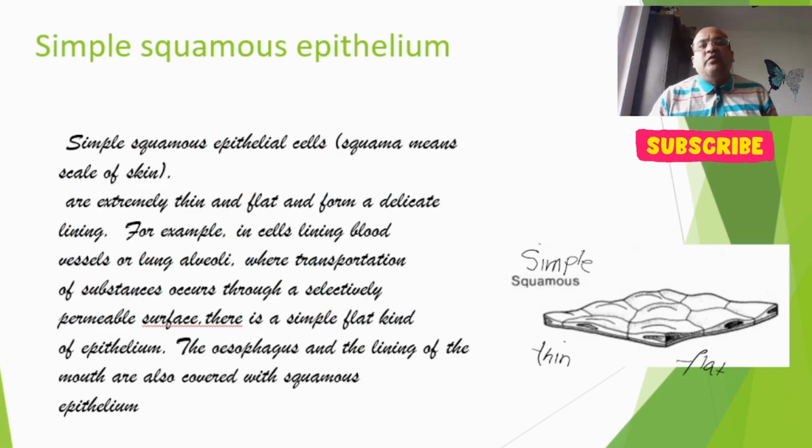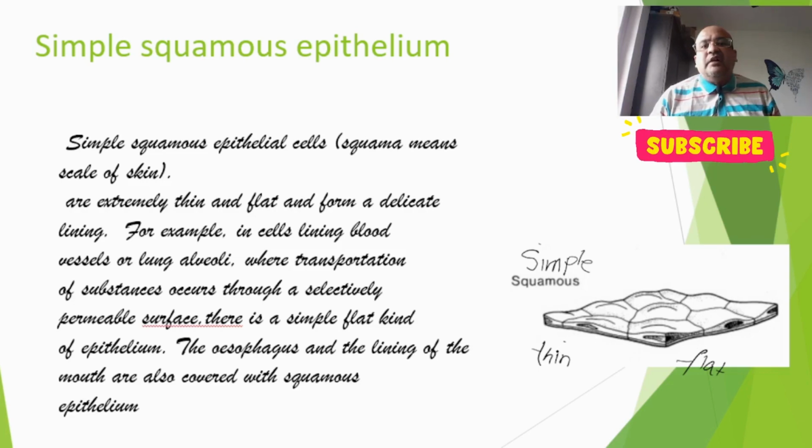The first one is the simple squamous epithelium. Squama means what? Scale of skin. Right, the scale of skin, that is squama. Simple squamous epithelial cells are extremely thin. See this, they are extremely thin, flat, and form a delicate lining.